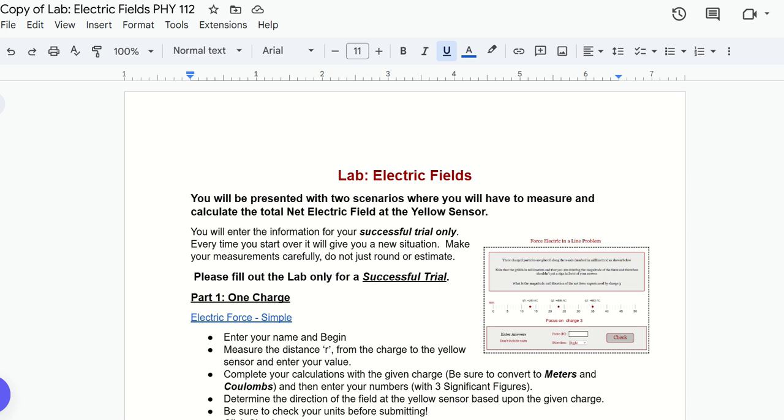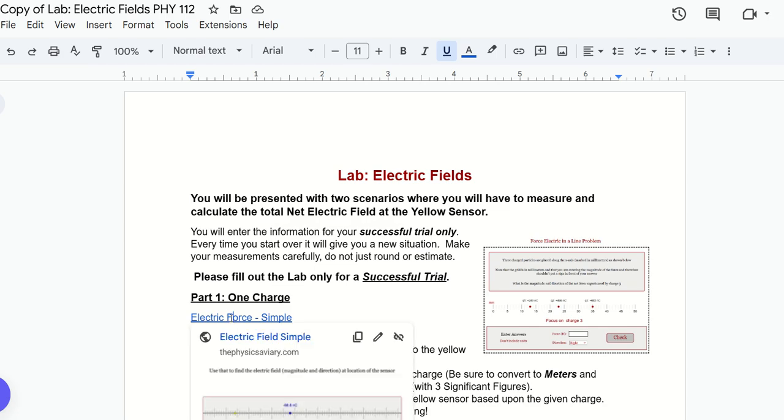Hey guys, I'm going to walk you through this week's lab activity. We're going to use this program a few times. It's called Physics Aviary, and it's a little bit different. So I just want to make sure everybody understands what to do here.